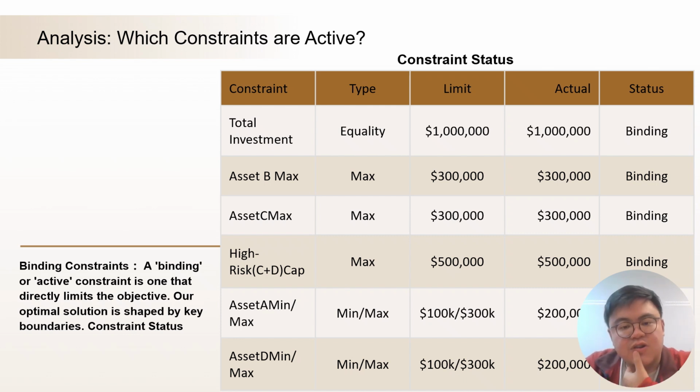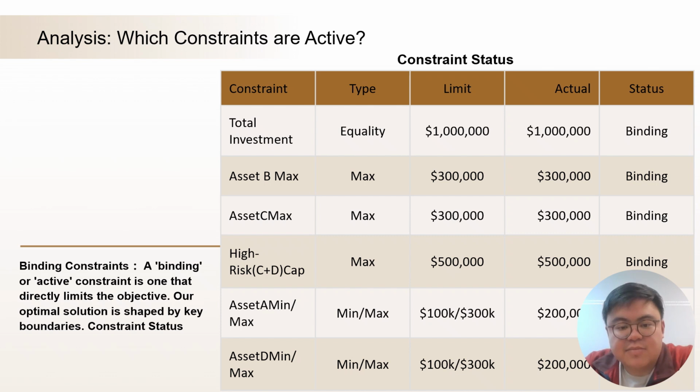And if you look at the chart here, you can see the total investments and the high-risk capital are our key factors, which provide higher return. It means the model utilizes the full capacity of high-risk assets and the entire budget to maximize the return.